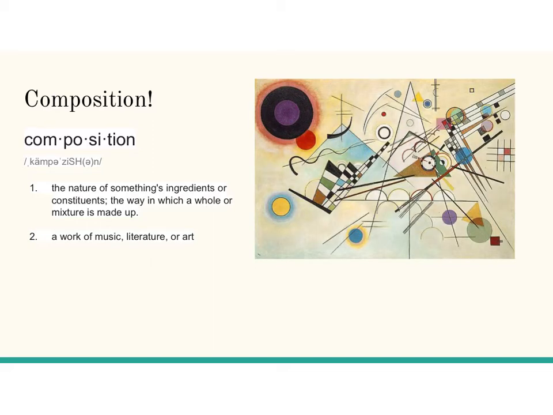This painting by Vasily Kandinsky is called Composition Number 8. This is a painting that he made that he was trying to show music in. And so he had to think about all of the different pieces of his painting and where he was going to place them and how he was going to put them together to compose this artwork.